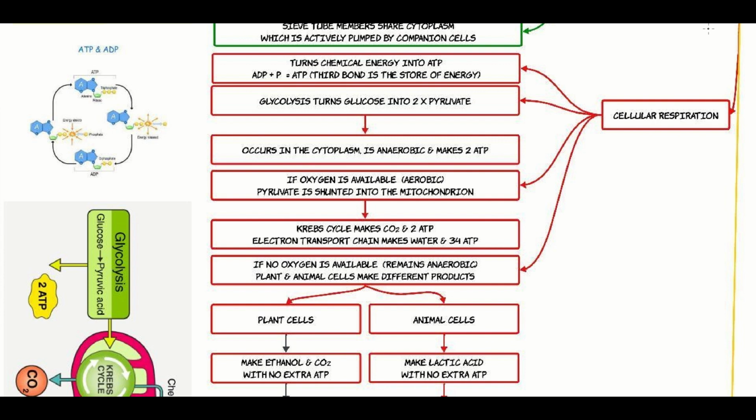The pyruvate first goes through the Krebs cycle to make carbon dioxide and 2 ATP, and it then enters the electron transport chain that makes a further 34 ATP and some water. However, if no oxygen is available and remains anaerobic, plant and animal cells behave differently. Plant cells make ethanol and carbon dioxide with no extra ATP, whilst animal cells make lactic acid, again with no extra ATP. But this prevents the pyruvate from building up and killing the cell.